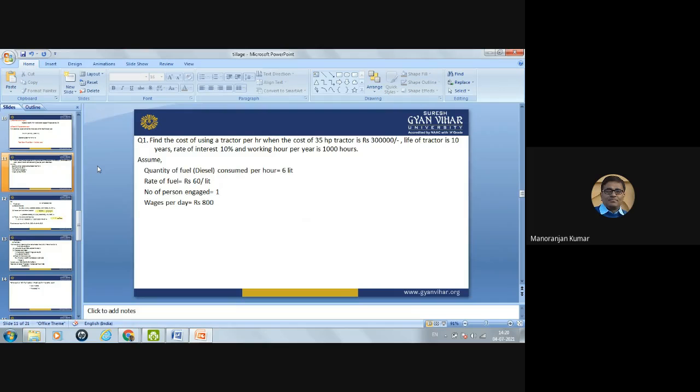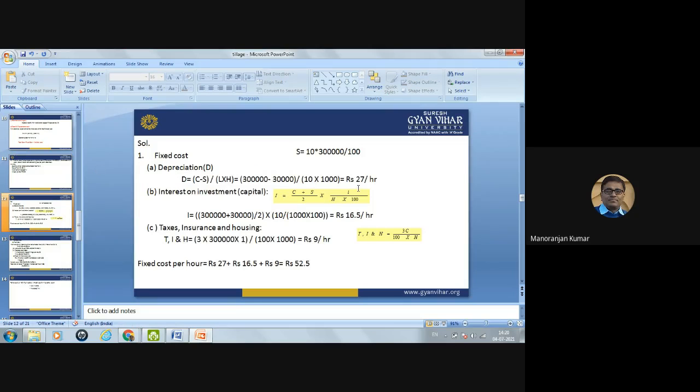So here we have taken I is equal to 10, divided by H. H is the number of working hours per year. So in the question it is given 1000 hours, into 100. So after calculation you will get 16.5. So this interest on investment is 16.5 rupees per hour.